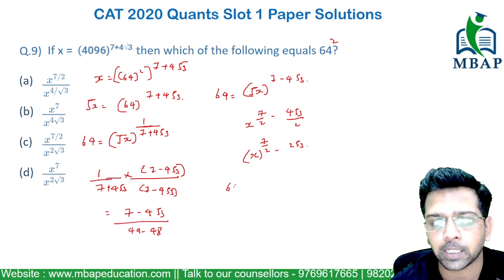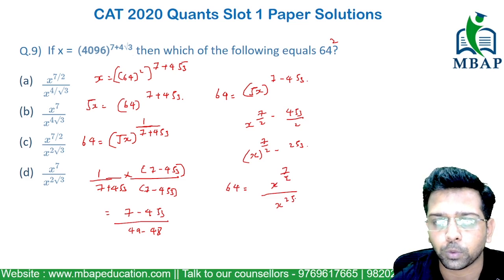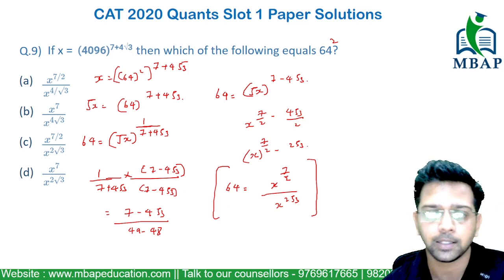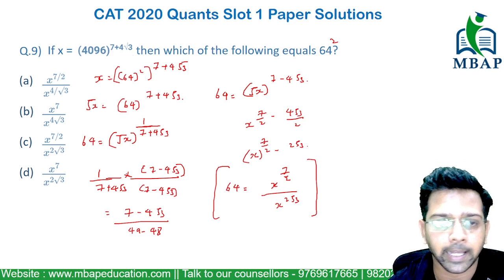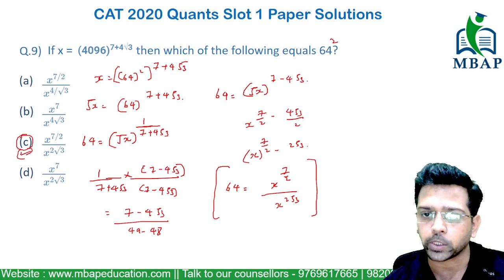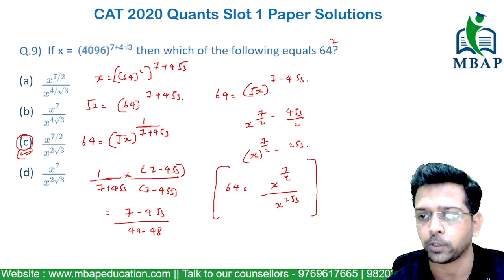So 64 basically will look like what? This will be x raised to 7 by 2 divided by x raised to 2 root 3. Let's see, do we have any option likewise? The ratio is x raised to 7 by 2 divided by x raised to 2 root 3. I see option number C alike. Hence, the answer for this question will become straight away option number C.